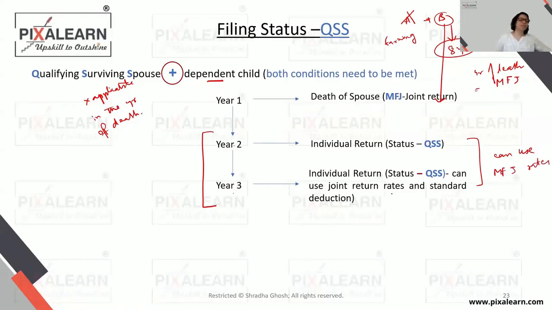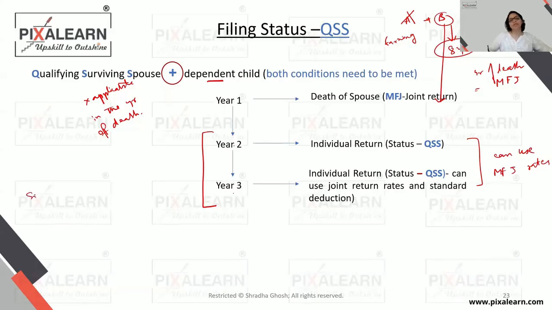So you will see that the rates are different, most economical for married filing jointly. So just to prevent undue hardship, I just don't want to increase your tax burden because you have a dependent child and you lost your spouse. For 2 years subsequent to the year of death, if you have a dependent child, you can say that your status is qualifying surviving spouse and you can take advantage of married filing jointly rates.